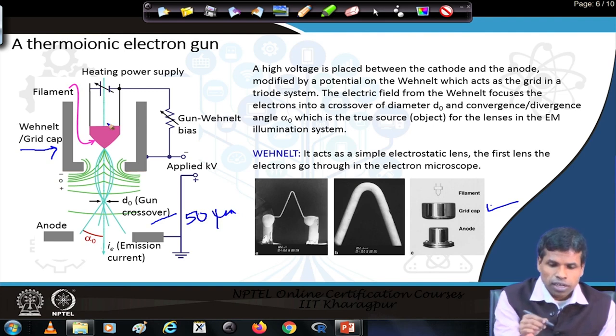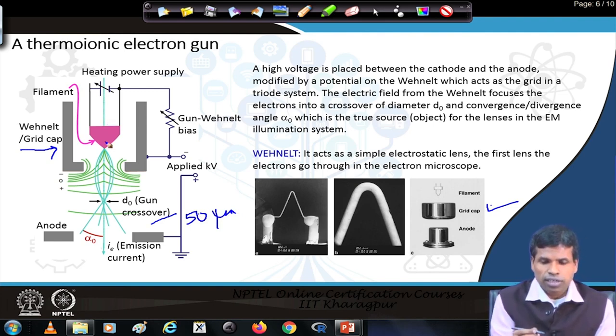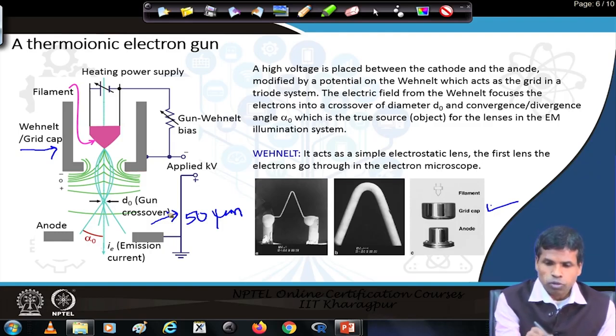So, our tip was around 100 micrometer. From that, we could get an electron beam spot of 50 micrometer size. So, the Wehnelt cap acts as a valve in the triode gun.